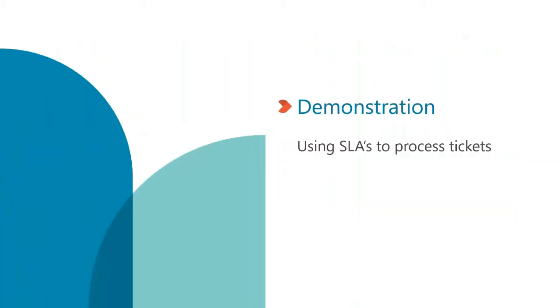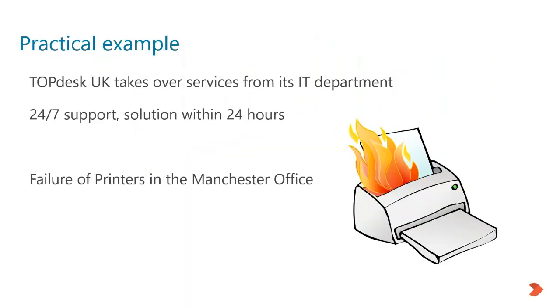Great, so now I'd like to go into a short demonstration as to how we can process a ticket and apply an SLA to that ticket. So we have an example here of a scenario. Topdesk UK has taken over the services from an outsourced IT department. It's promised its staff 24/7 support and a solution to their problems within 24 hours. The issue today, though, is that within the Manchester office, there's been a failure of our printer. So let's now log that within Topdesk.